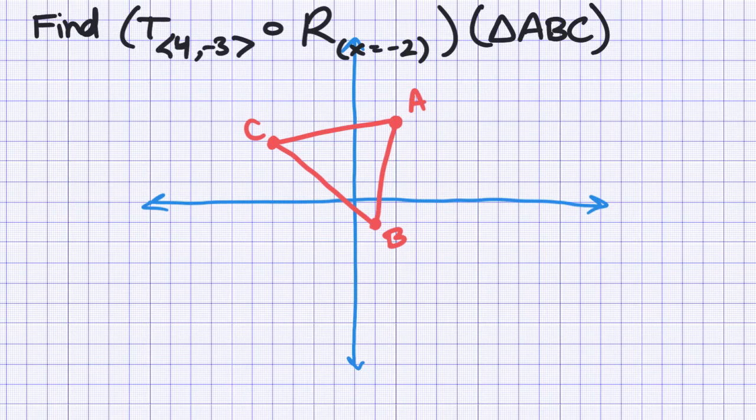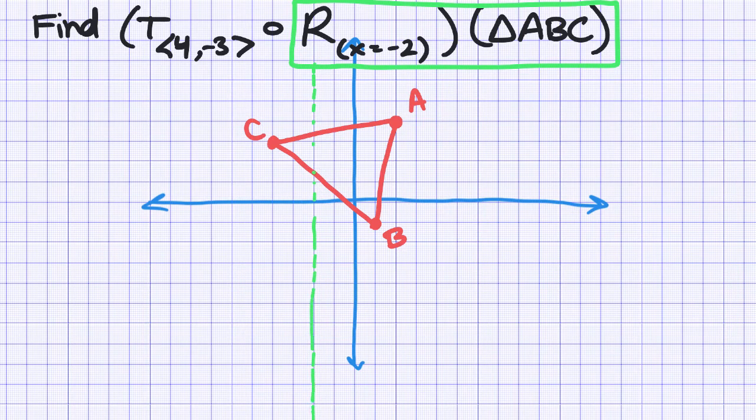Okay, so you might be given something where it's a composition of different transformations here. So for example, this one is find the translation 4 comma negative 3 of the reflection of negative 2 of triangle ABC. So the way we go about this is we always start with the one that's closest on the inside. So the first thing I'm going to do is I'm going to reflect over this line, x equals negative 2. And so we do that just like a normal reflection.